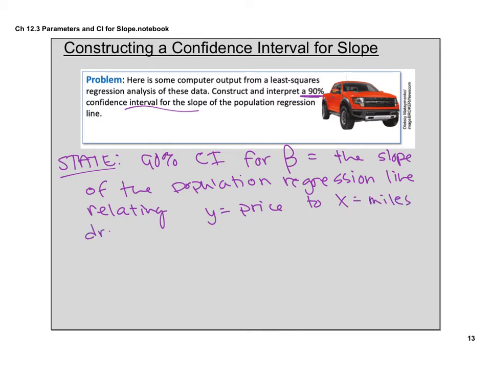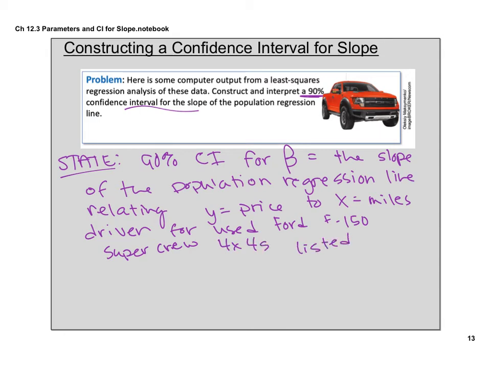And then you got to talk about the car, which is like the longest car name ever. For used Ford F-150 Super Crew 4x4s listed for sale on autotrader.com. All right, holy buckets. Here we go. So that's our statement.